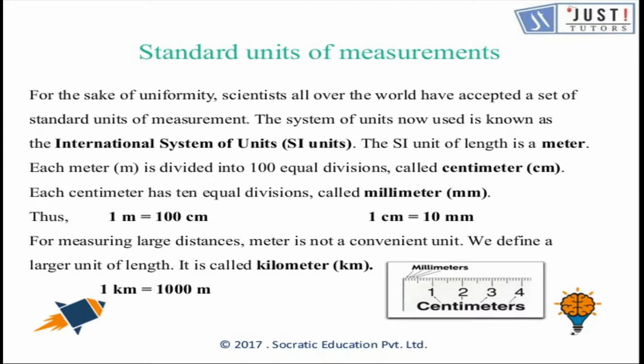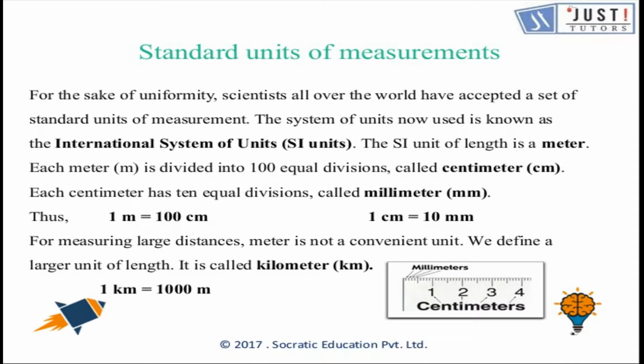Now these units are preferable when we have to measure smaller distances or dimensions. For measuring larger distances, we use a more convenient unit which is much bigger than meter, called kilometer. Now 1 kilometer equals 1,000 meters. You should always keep this in mind, like which unit is preferred for which kind of measurement.